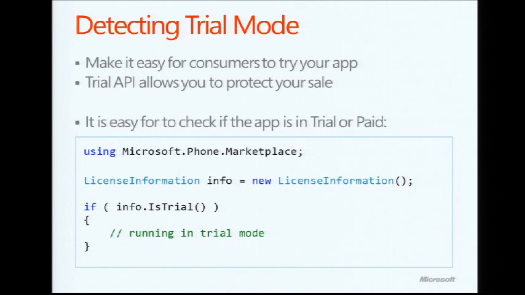There is an API called license information. And you new up license information in your app, and then you check. In this case, I called it info.isTrial. If that comes back as true, your app is in trial mode. If it comes back as false, then it's great because the app has been bought. And so it's actually really easy to do.